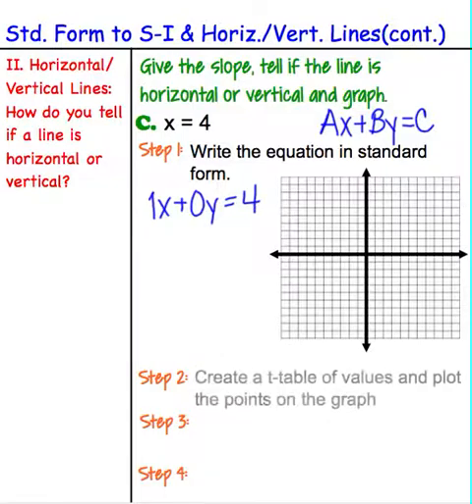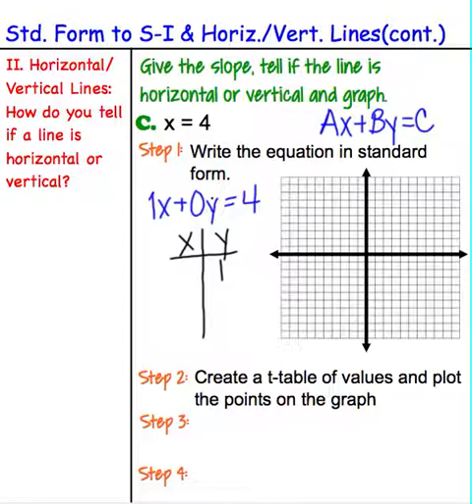Step 2 is going to be to create a t-table of values and plot these points on the graph. So I'm going to create my xy table and see what I get. So remember, x is independent, but here's the catch, it says x is equal to 4. And so I'm going to put in values for y. I'm going to say that y is equal to 1. Well, if I put in y equal to 1 right here, 0 times 1 is 0, I get x equals 4.